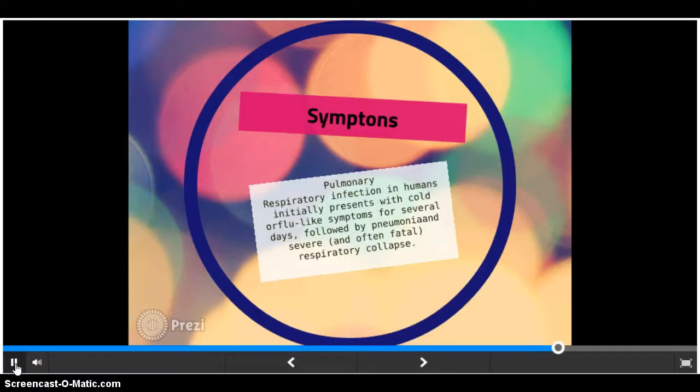Many of the symptoms that the isolated anthrax spores produce are pulmonary. Respiratory infection in humans initially presents with cold, flu-like symptoms for several days, followed by febrile and severe and often fatal respiratory collapse.